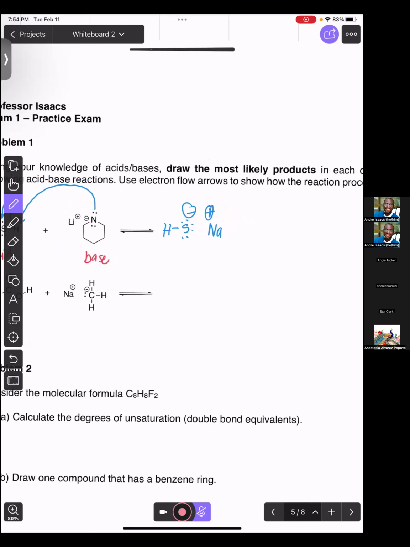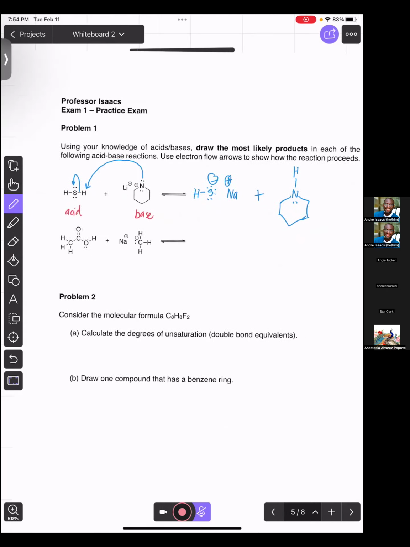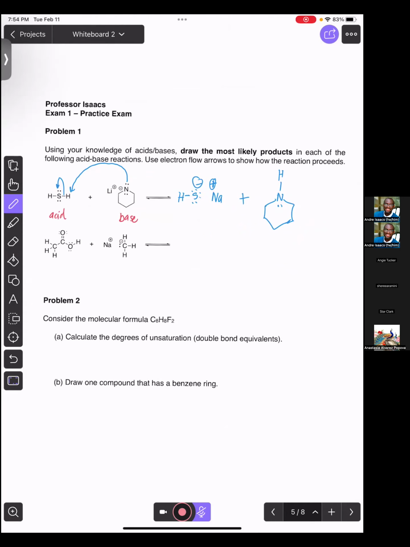All right. And let's draw what's on the other side. On the other side, now the nitrogen has 2 lone pairs, but not anymore. It shared 1 of those electrons with the hydrogen, and because it shared it with the hydrogen, it now is making a bond to the hydrogen.